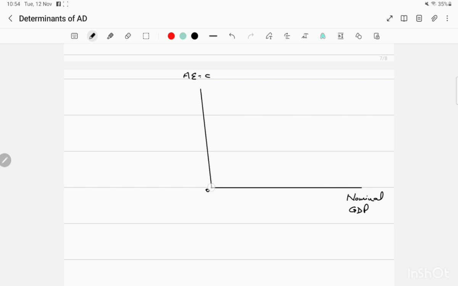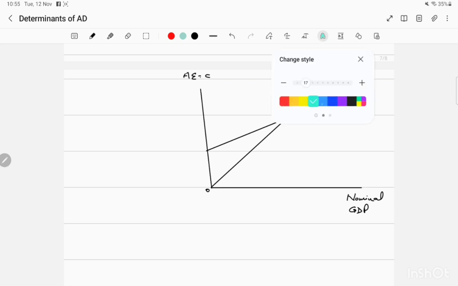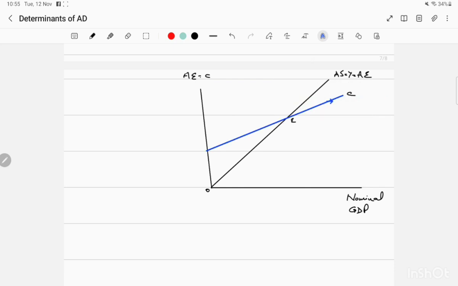Here we find the 45-degree line that shows aggregate supply is equal to Y, and along this line the economy will be in equilibrium. If this is the consumption line, you will find this is the equilibrium point. Now this is the line before the price changes. This is the consumption line before the price changes, as we mentioned earlier.